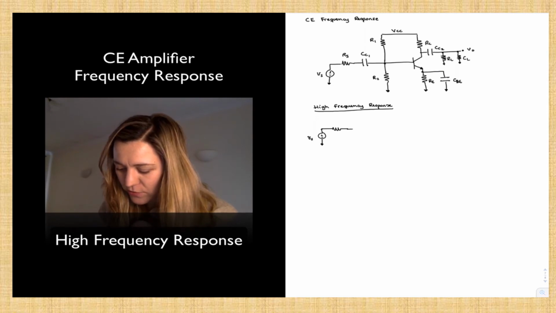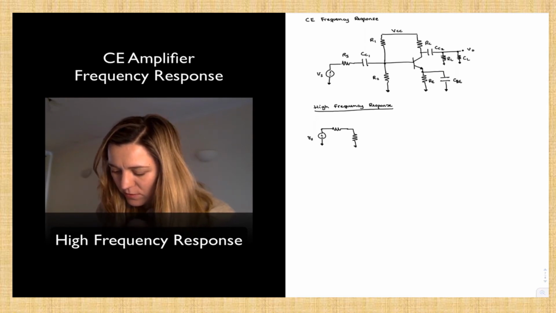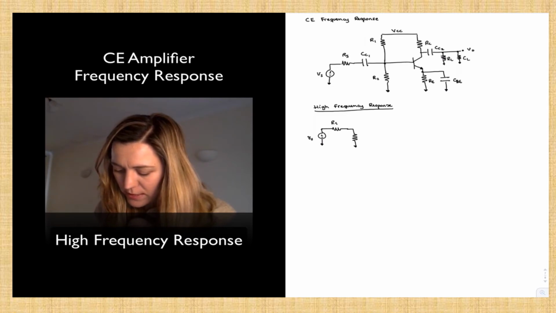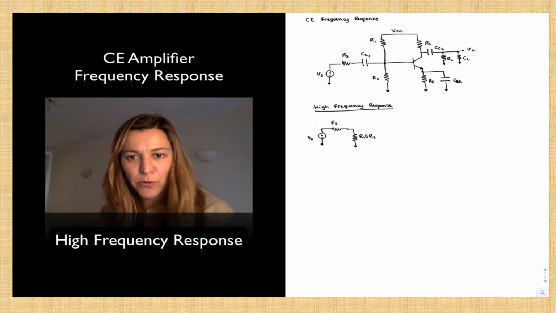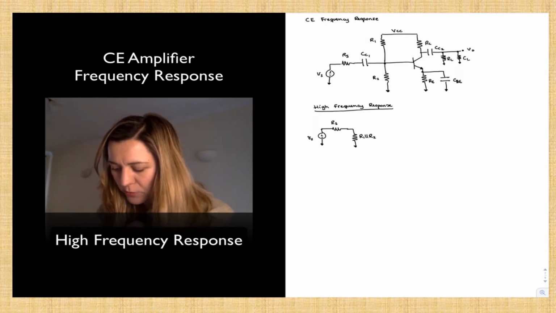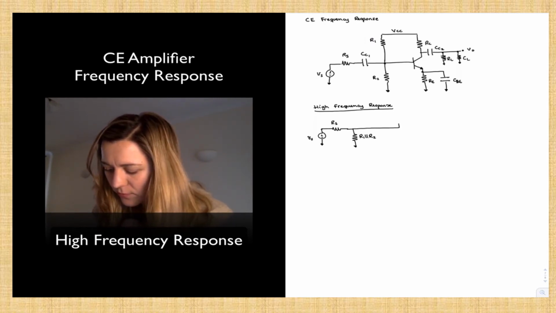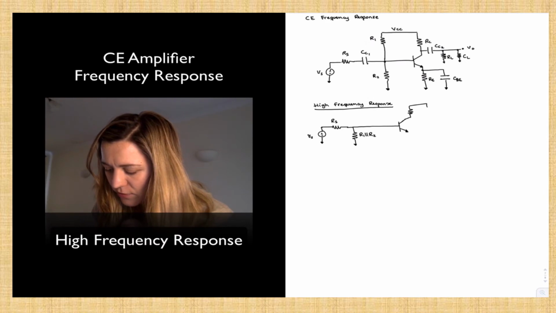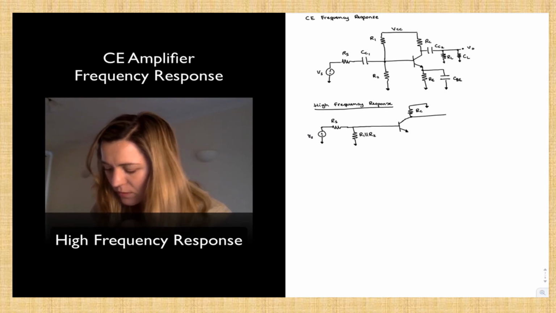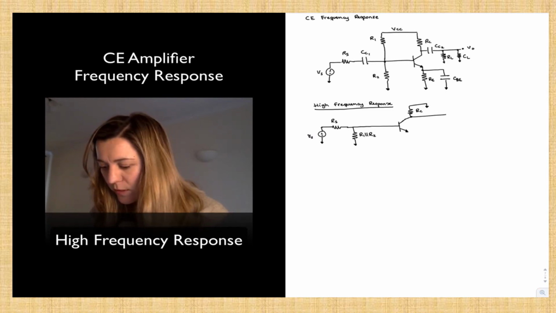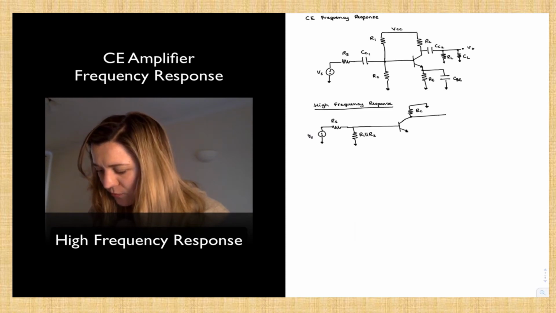Then you have RS, and this is the parallel combination of R1 and R2. I'm going to combine them since they're both going to signal ground. Then I have my BJT transistor. At the collector I have resistor RC connected to ground. I'm shorting through the coupling capacitor.